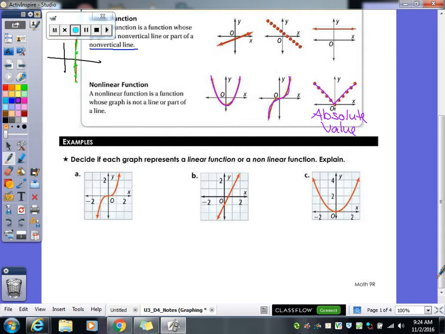So these three graphs down here, they want us to decide if it's a linear function or a nonlinear function, and we have to explain how we know. So A, is that linear or nonlinear? Nonlinear. This is a nonlinear function. How do we know? Because it has a curve. So let's see if you can figure out B and C on your own. Put an explanation, and then we'll see how you did in a second.